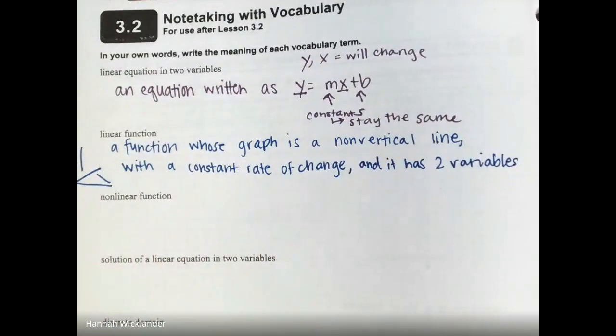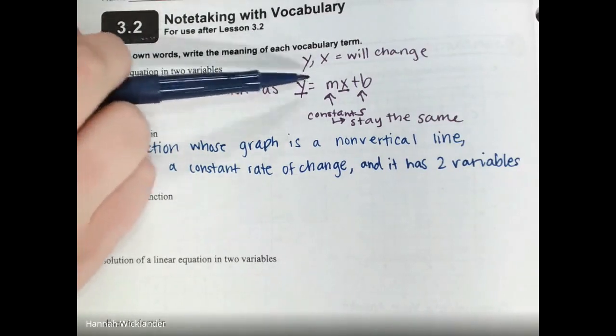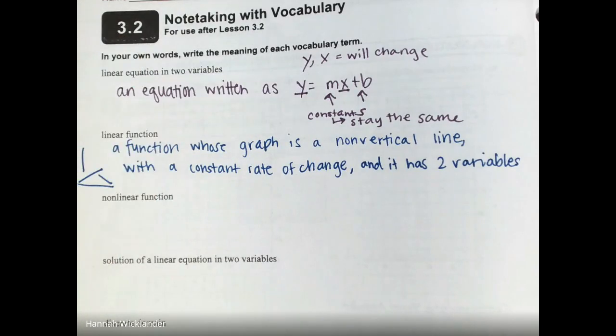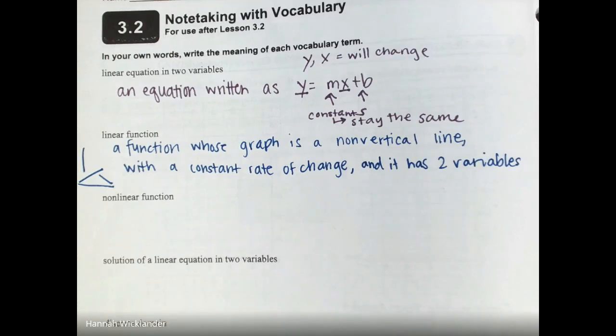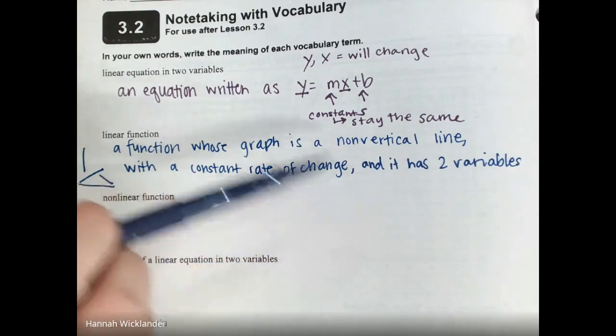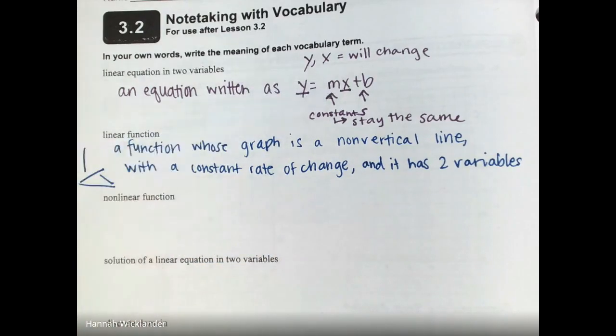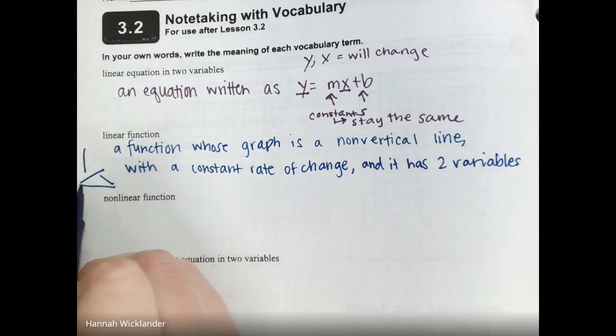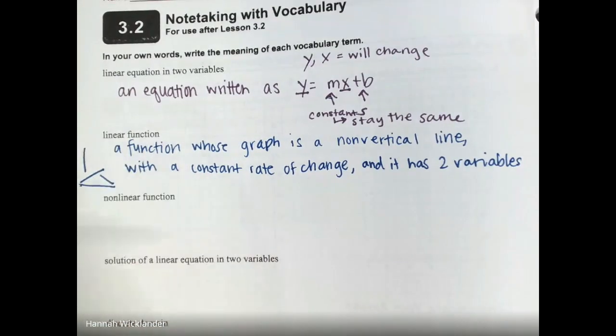Okay, so what that means is a constant rate of change. Remember in our equation y equals mx plus b, m is our slope, and that's our rate of change. So if it's 2, that means it's constantly changing by 2 at each point. And it has two variables, meaning it has a y and an x. And a non-vertical line is not straight up and down. It's horizontal, or it's slanted like one of these.